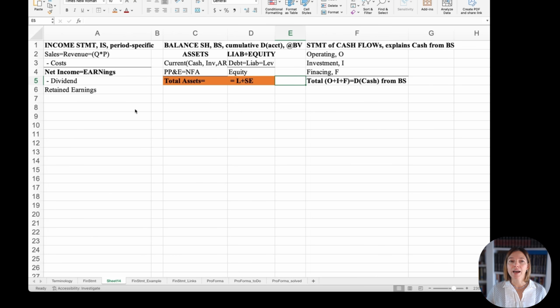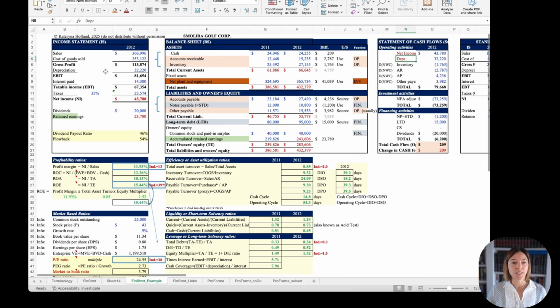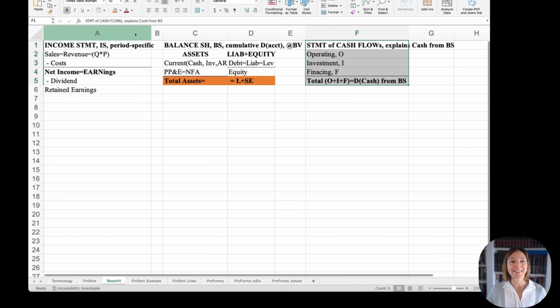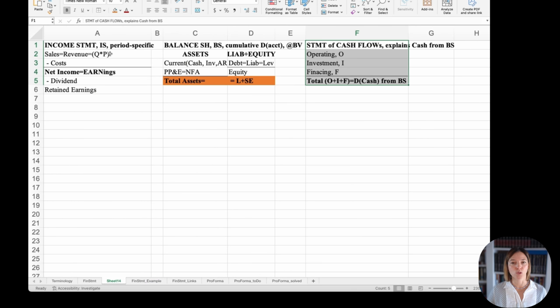Okay, we are now done. You have your basic income statement, sales minus cost, your basic balance sheet that's cumulative, that has assets that are financed with debt and equity, and the statement of cash flow, which explains cash through operating, investment, and financing activities. You can take a look at these examples and see a much bigger income statement, balance sheet, and statement of cash flows with more real-life stuff. These are your basics. You want to remember them.